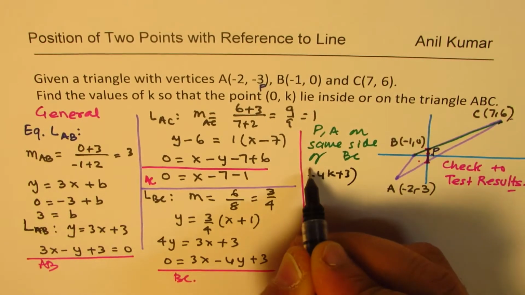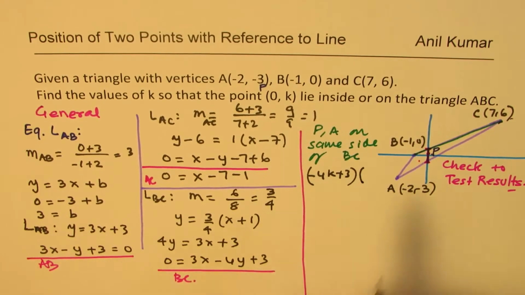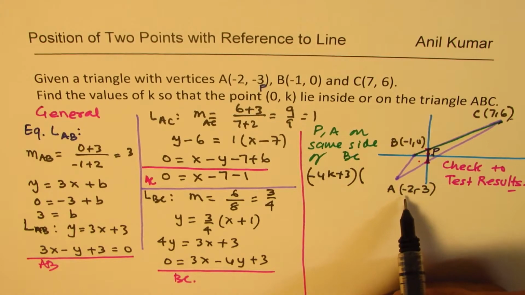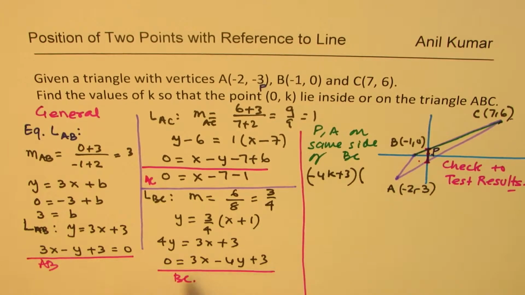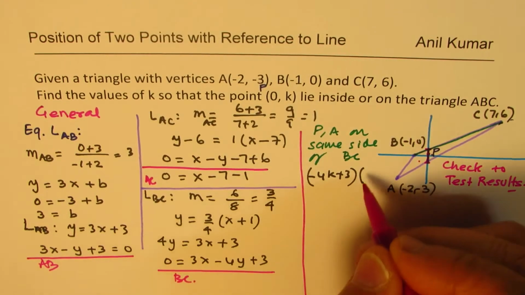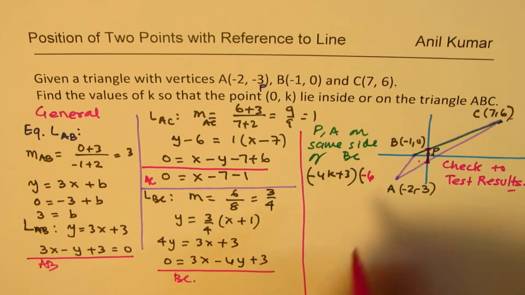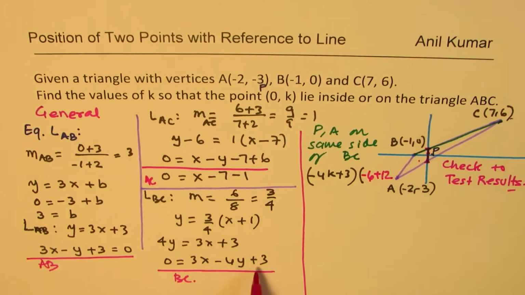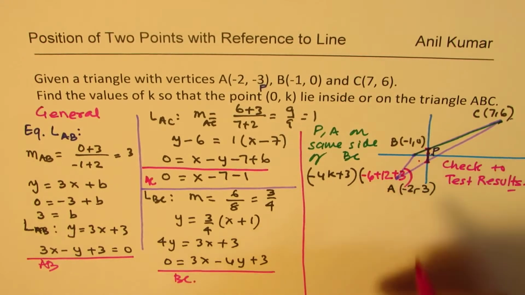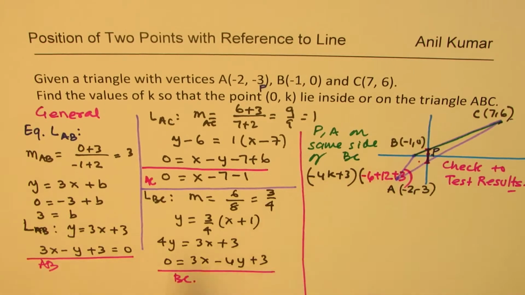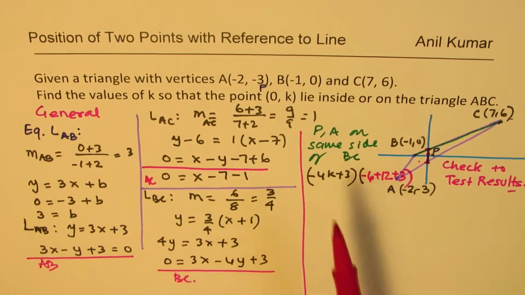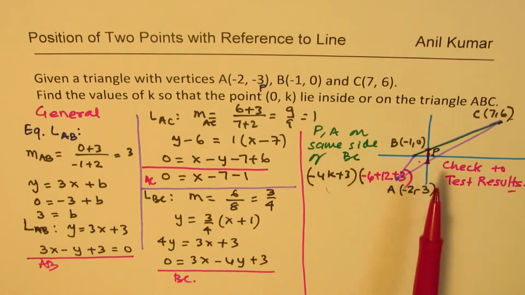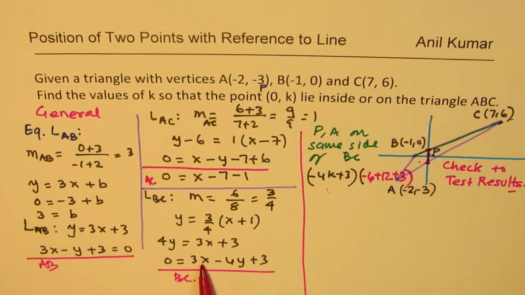plus 3 times the coordinates of this point, which is minus 2 and minus 3. So if I put minus 2 and minus 3 here, we get minus 2 times 3 as minus 6, minus 3 makes it plus 12 and plus 3. So that becomes the product. What we're trying to do here is we'll place the point on the equation.